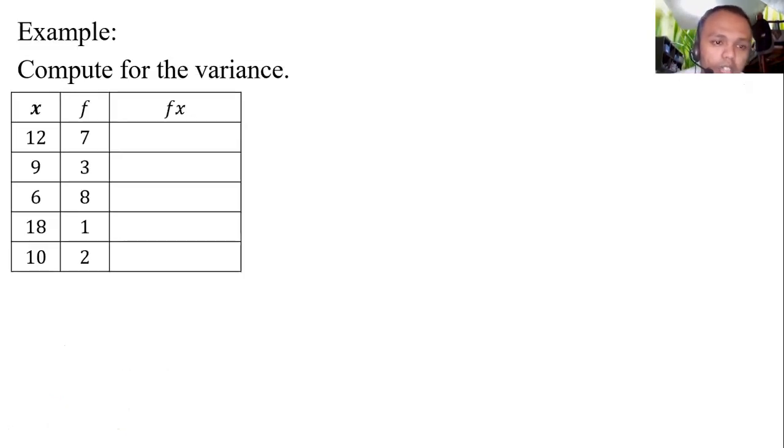Next, compute for the variance naman. This time, no? Again, considered as group data to kasi nga may frequency tayo, no? Then now, just like what we did sa mean deviation, we need to multiply first the given values and its frequency. So 7 times 12 is 84.